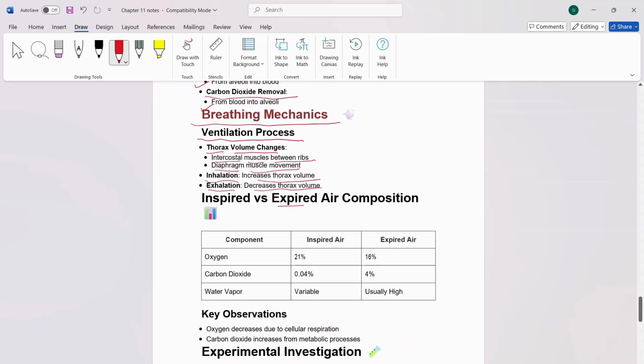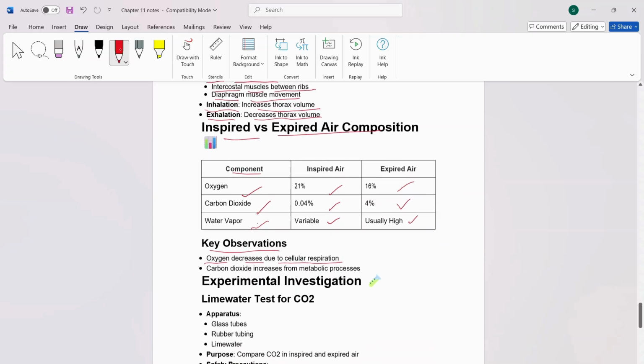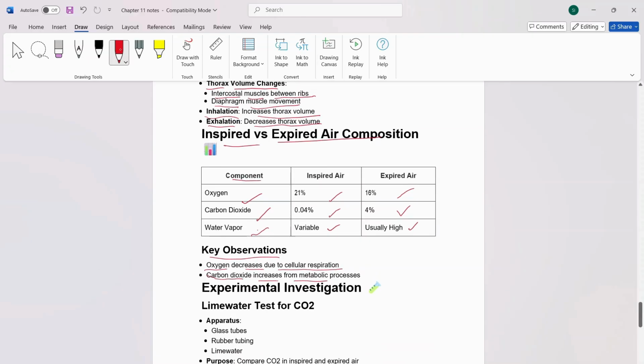Now, inspired versus expired air composition. Component oxygen, inspired air is 21%, expired is 16%. Carbon dioxide, inspired air is 0.04% and expired is 4%. Water vapor is variable in inspired air and is usually high in expired air. Key observation: oxygen decreases due to cellular respiration. Carbon dioxide increases from metabolic processes.